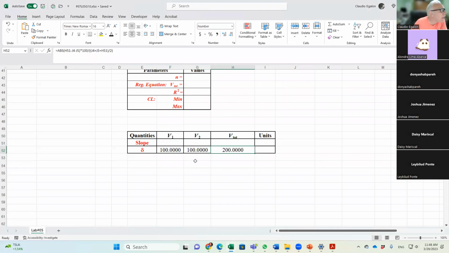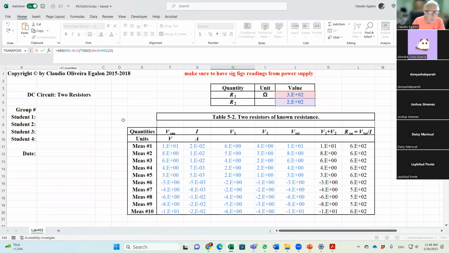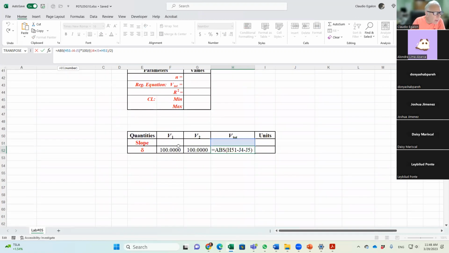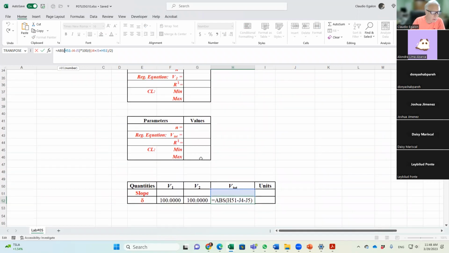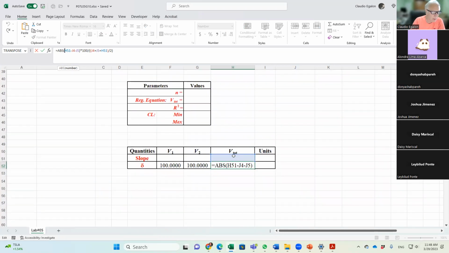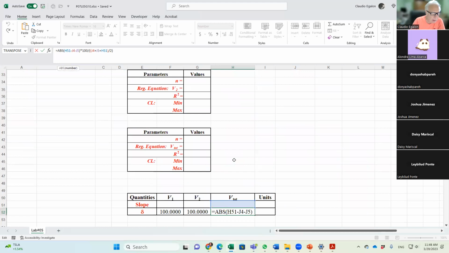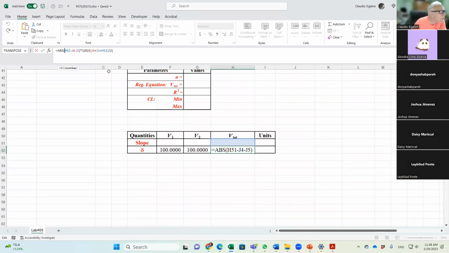I suspect there's a mistake here. Let me check. J4, J5, J4 absolute. H51. Okay, the H51 minus J4, J5. Yes, okay, R1 plus R2. Now, what about downstairs? J4.